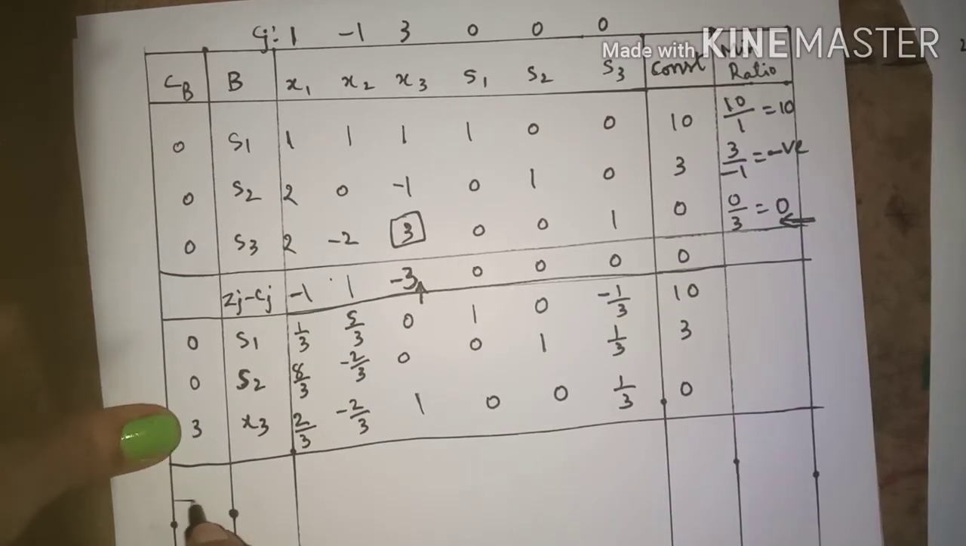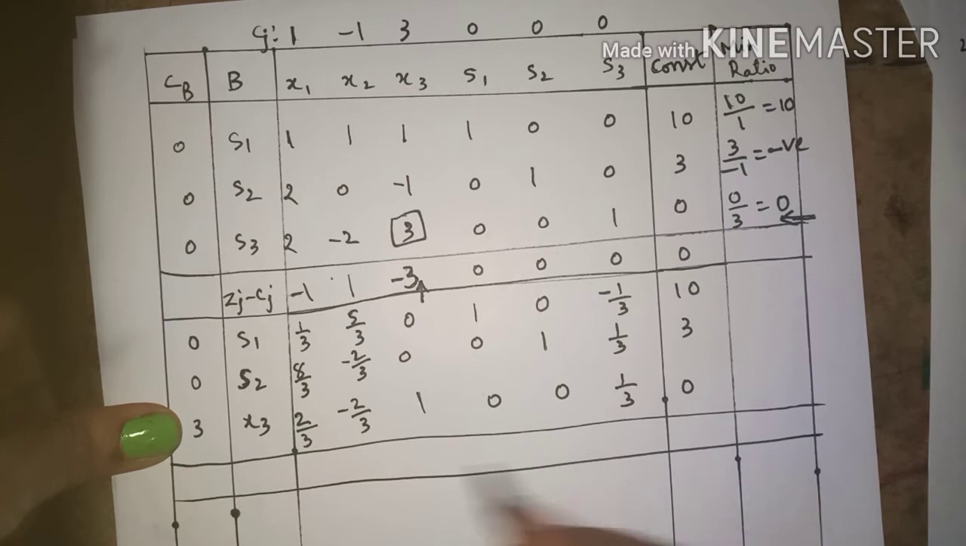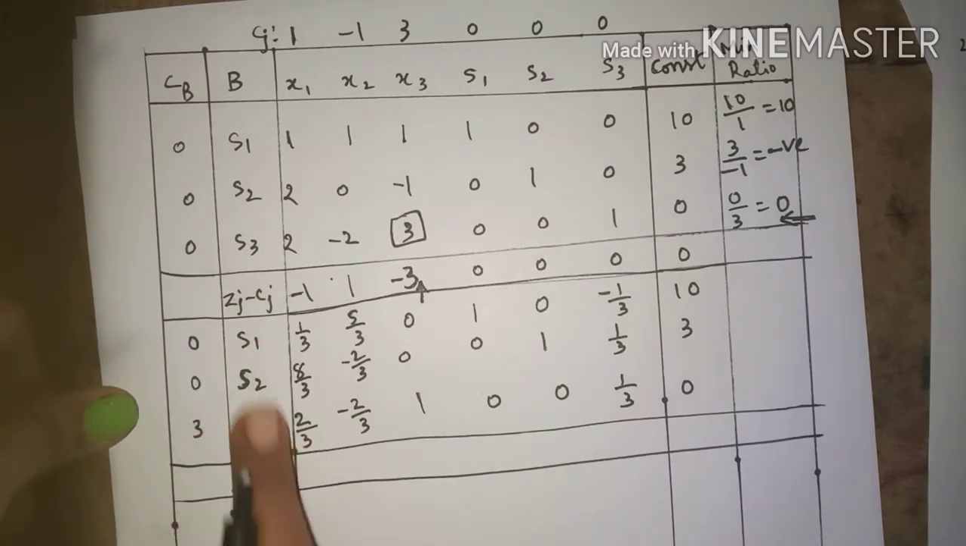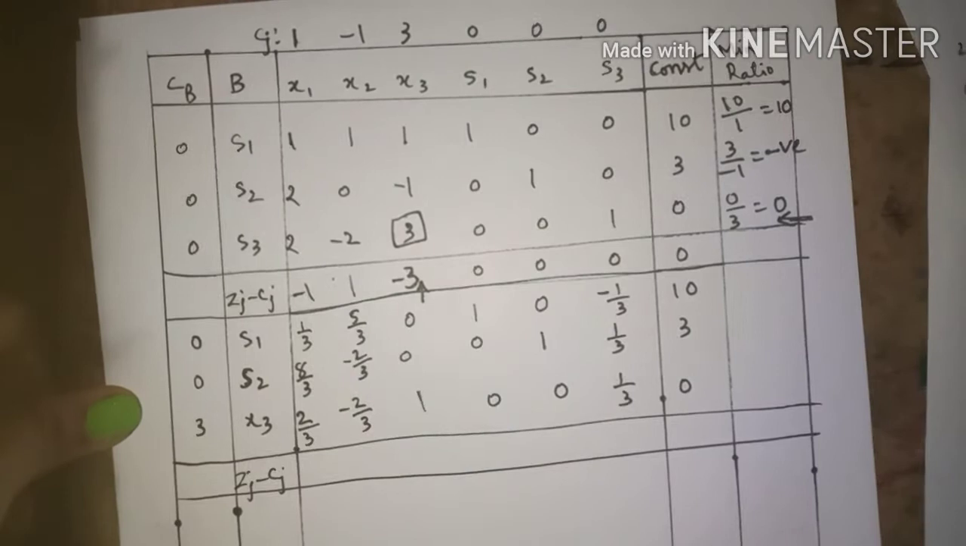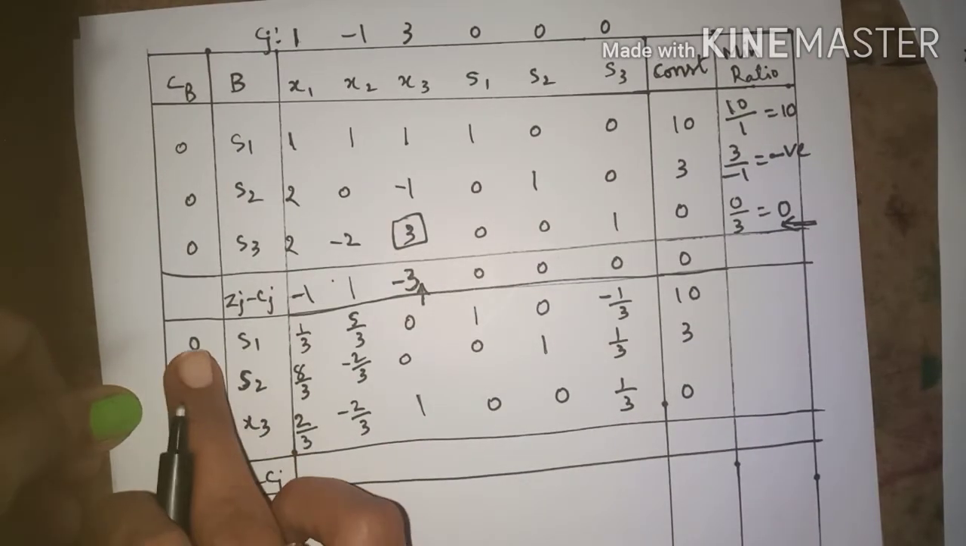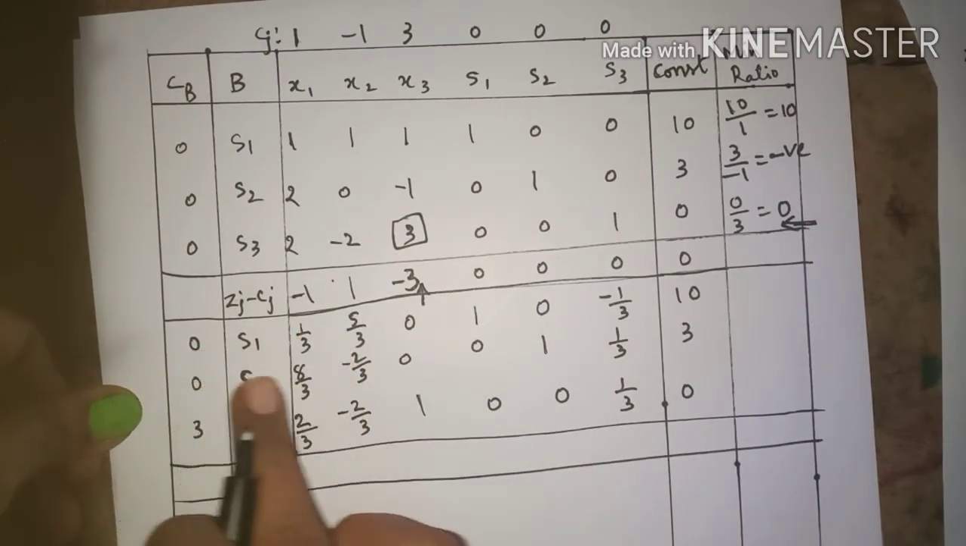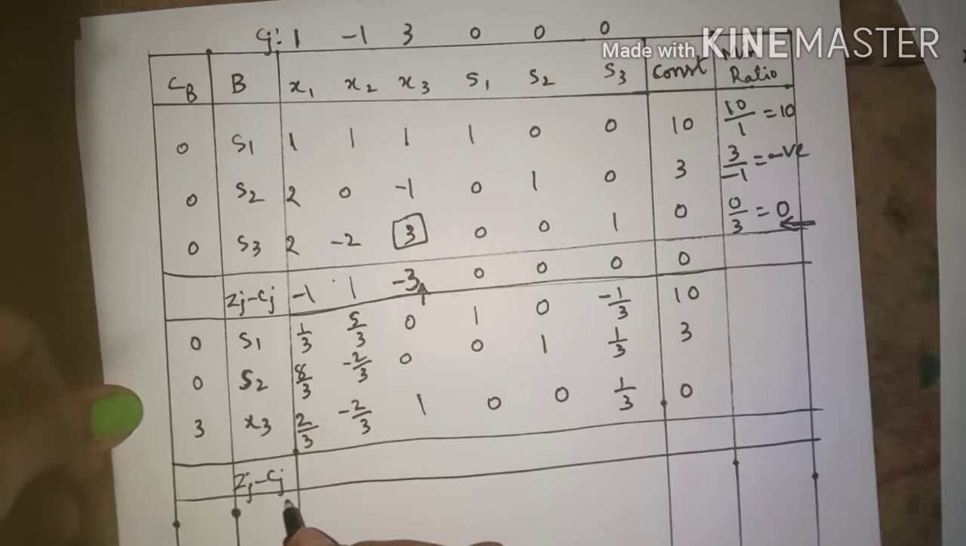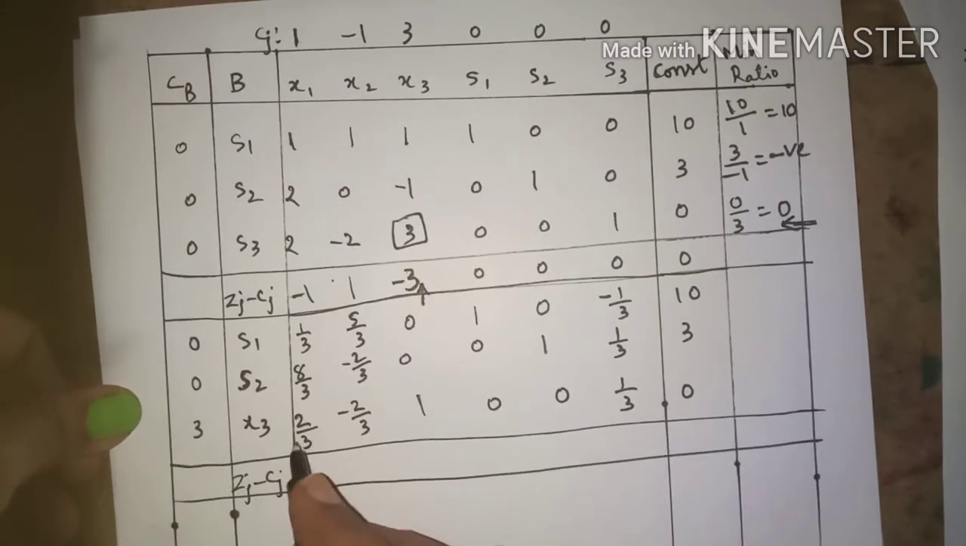Now we will draw one more line like this and we will calculate the index row Zj minus Cj. How to calculate Zj minus Cj? This CB column into the first column minus the Cj element. That one we should write. 0 into 1 by 3 plus 0 into 8 by 3 plus 3 into 2 by 3 minus 1. How much will you get? 1, because 3 gets cancelled. 2 minus 1 is 1.